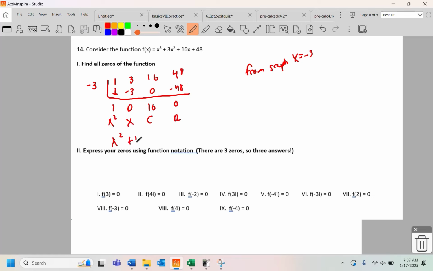x squared plus 16 must be where the remaining zeros are. So we're going to take away 16. x squared is -16. We're going to counteract a square with a square root, and x is going to be plus or minus 4i. So these are your three zeros, -3 and then plus or minus 4i.